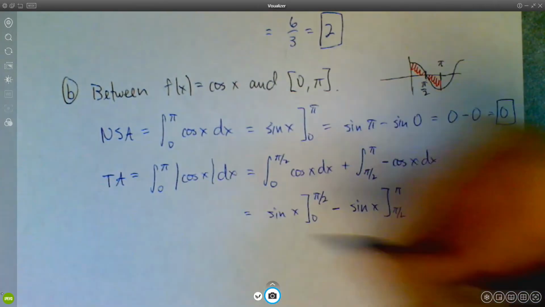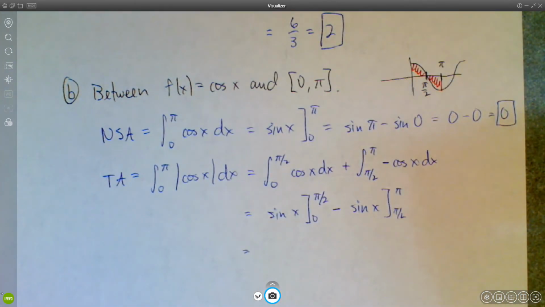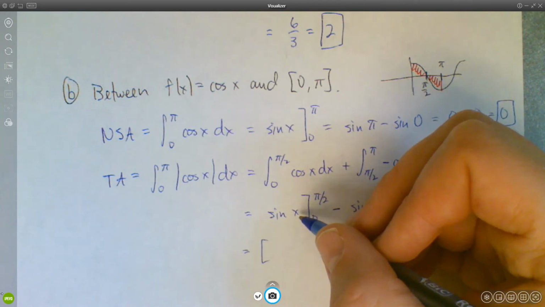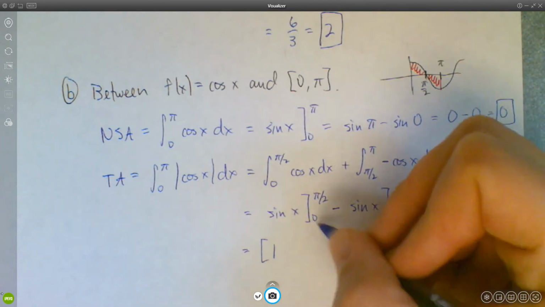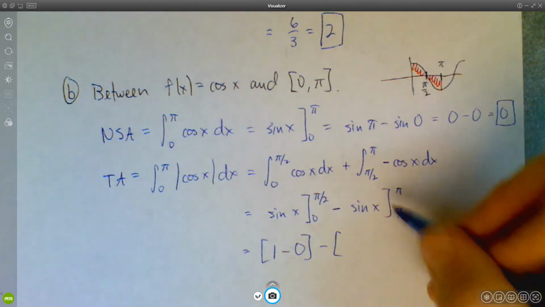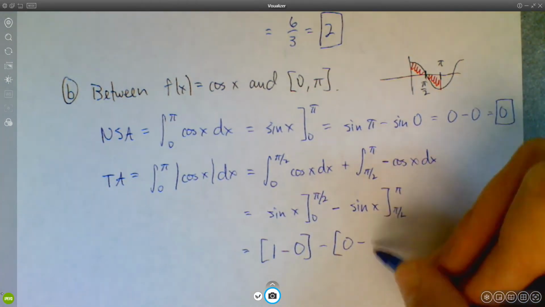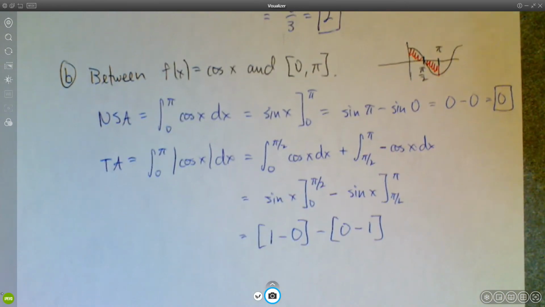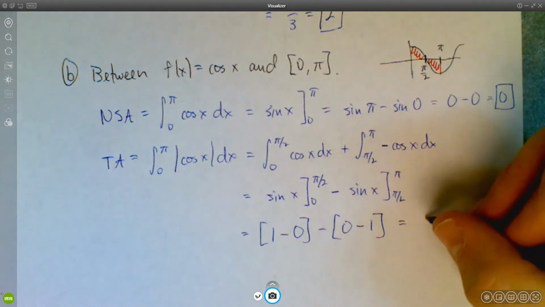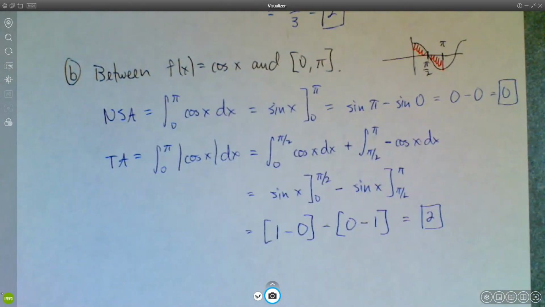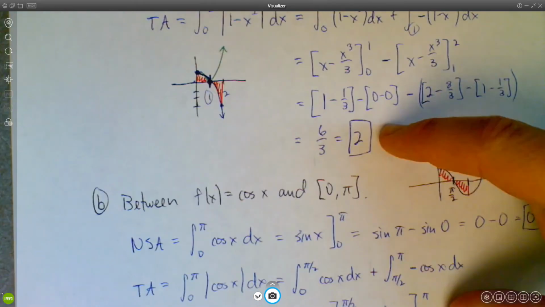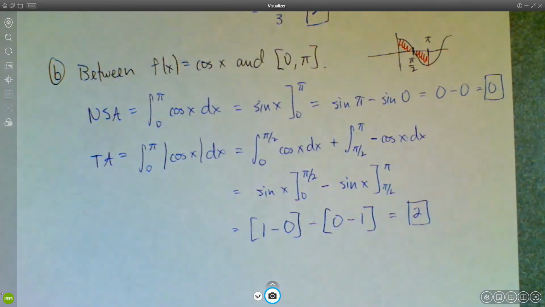And let's see what we get. Sine of pi over 2 is 1. Sine of 0 is 0. Sine of pi is 0. Sine of pi over 2 is 1. That's interesting, right? So you get 1 minus -1. That's 1 plus 1, or 2. So you get 2, right? So actually the area is 2. Well, that's kind of interesting that we got that. I did not do that on purpose, but there you go.